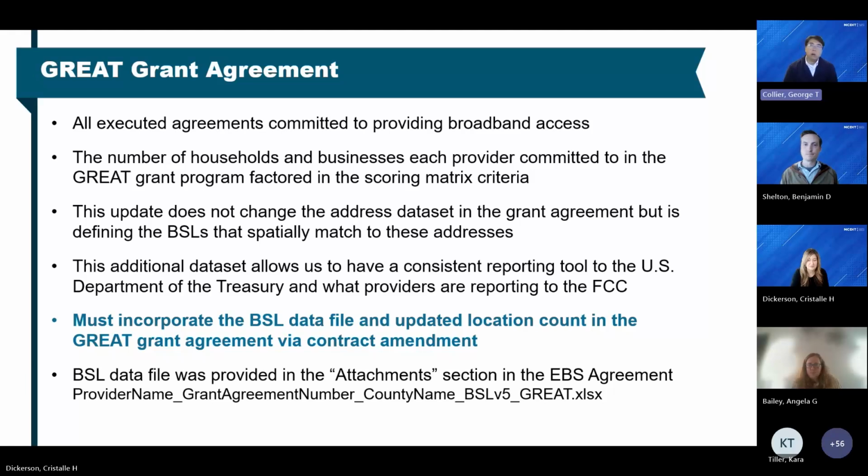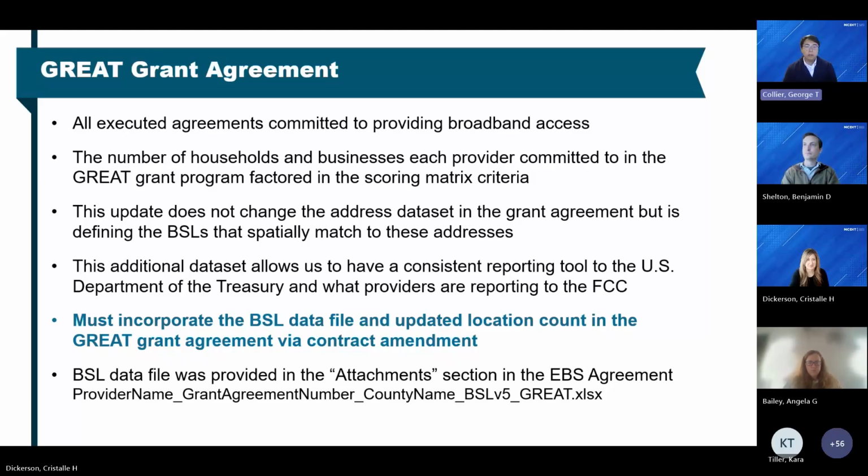We uploaded all of these data files to the grant agreement records in the Enterprise Business Services online portal. When you log in, it'll be under the agreement section of the portal. The naming convention starts with the provider name, your grant agreement number, which starts with the 2 and then has 4 zeros following that, along with some unique numbers, the county name, and then the fabric version of the BSL in the GRANT program name, and it is an Excel file.